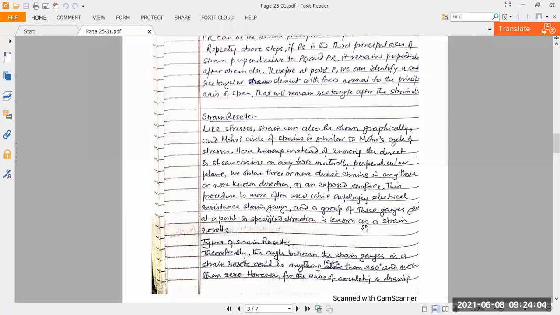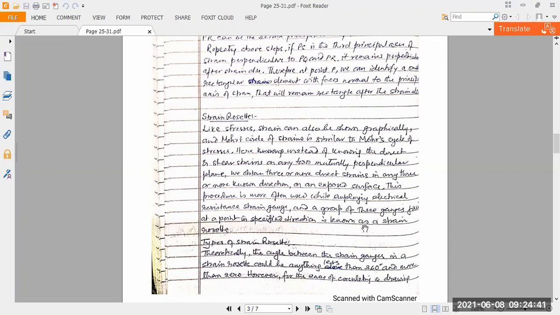Before going to the details, let us discuss the types of strain sources. Theoretically, the angle between the strain gauges in a strain rosette could be anything less than 360 degrees and more than 0, which means if we want to set the strain gauges, the angle between them must be more than 0. It cannot be equal to 0. They cannot be set in the same straight line. It is of no use. And at most we can set them up to 360 degrees, rotated clockwise.